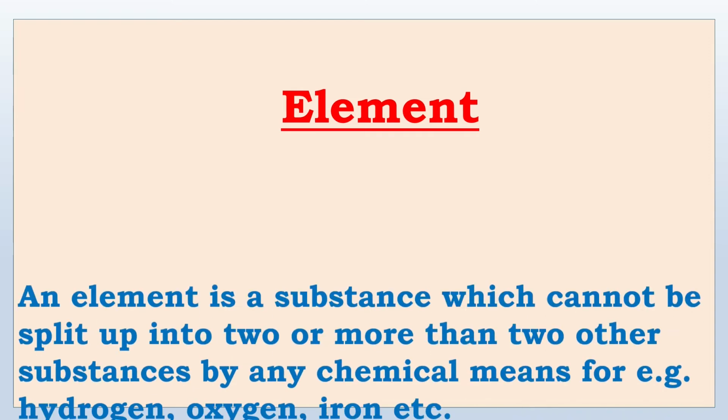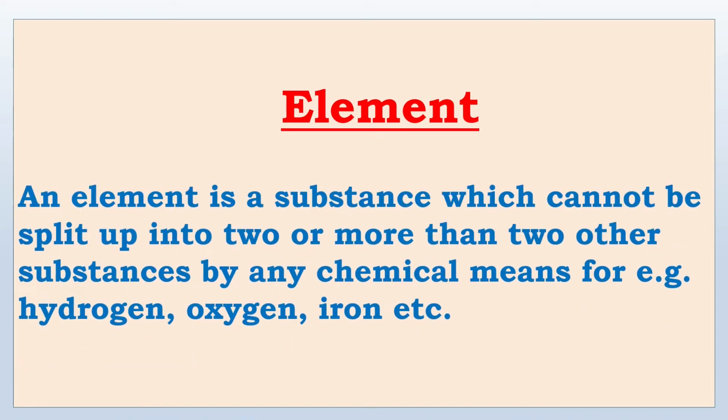What is it exactly? An element is a substance which cannot be split up into two or more than two other substances by any chemical means. For example, hydrogen, oxygen, iron, etc. There are so many elements, and till now 118 elements are declared.